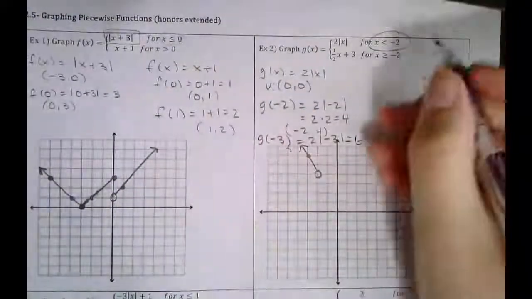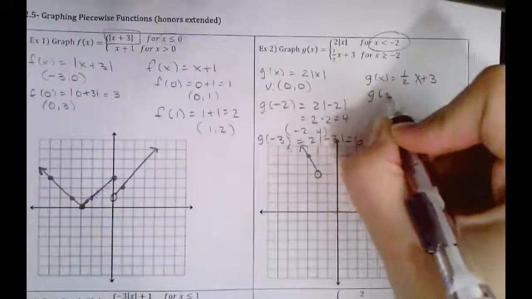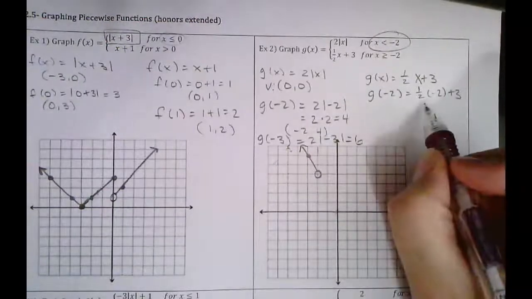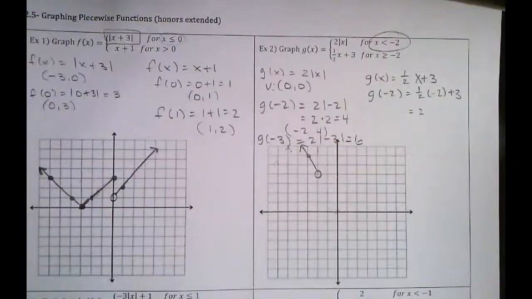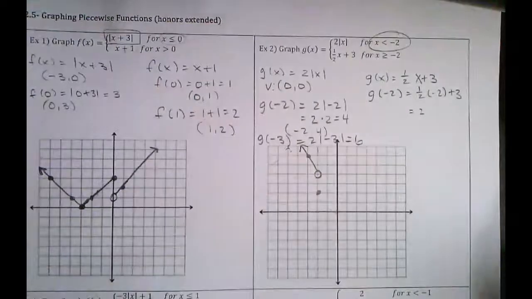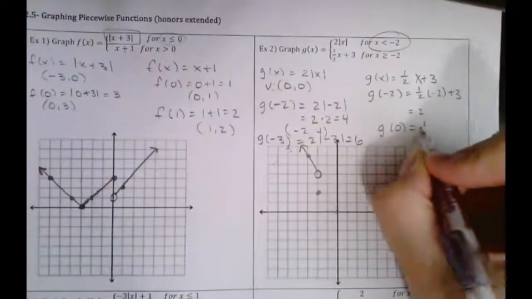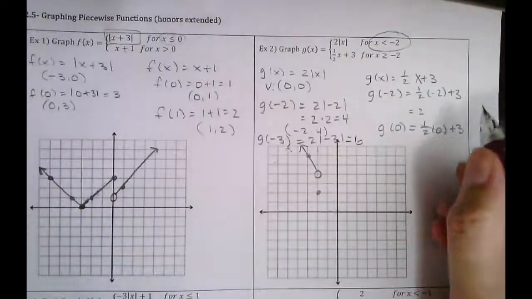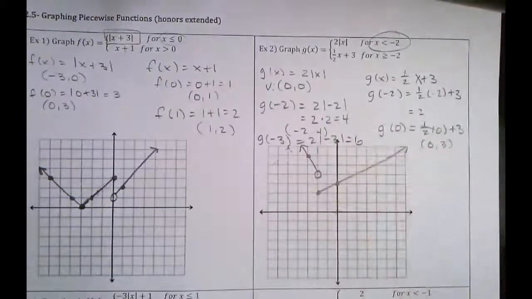All right, then for the other piece, we're going to just do what we usually do. We'll plug in -2 to see where the first point is. When we plug in -2, we get -1 plus 3, which is 2. So I have a closed point at -2, 2. Then I want to plug in something greater than -2. I'm going to pick 0. 1/2 times 0 is nothing, plus 3 is 3, so you have a point at 0, 3, which makes our line.